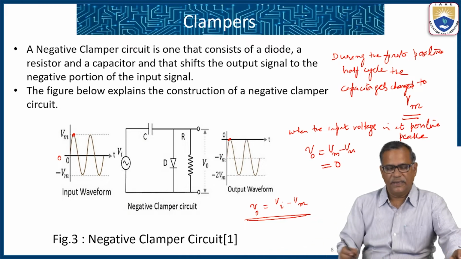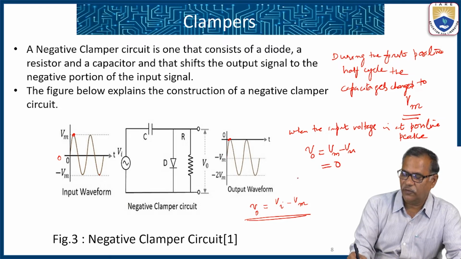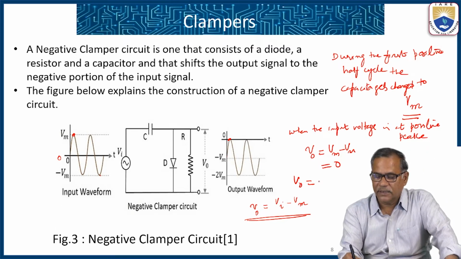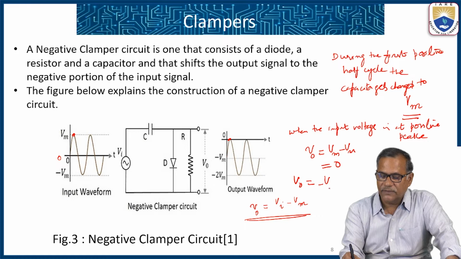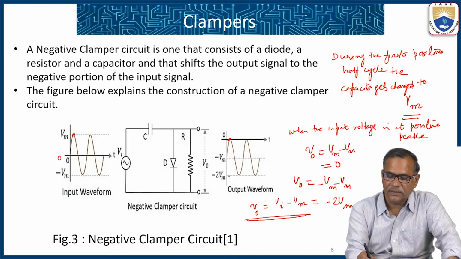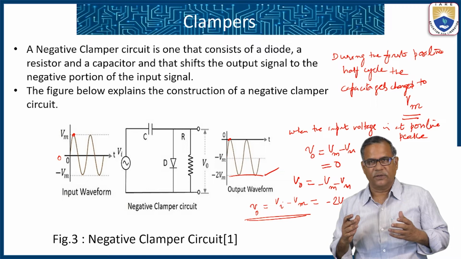Now when the voltage is negative, when the voltage reaches the negative peak, then the output voltage V0 is equal to, so at this point Vi is equal to minus Vm. So you get V0 is equal to minus Vm minus Vm. So you get minus 2 Vm. So you can see here this is minus 2 Vm. So this is how the negative clamper circuit works.